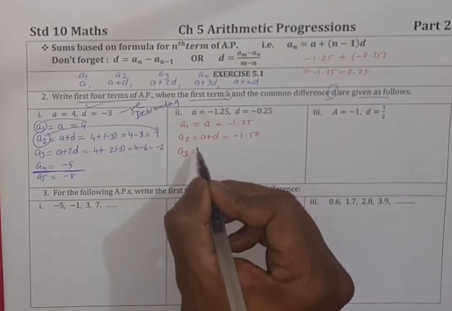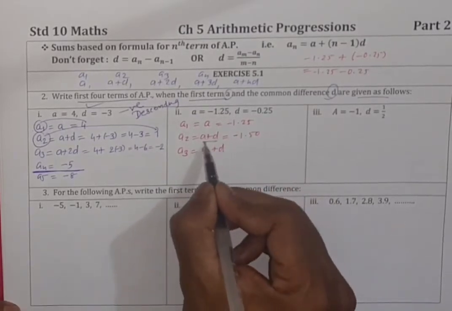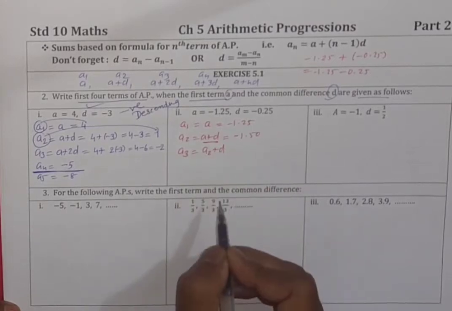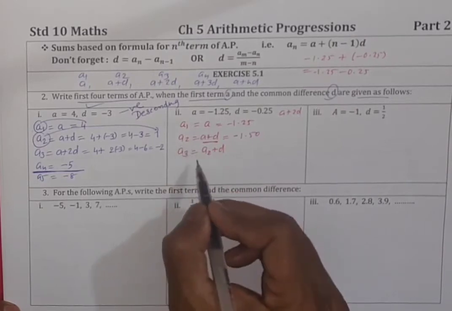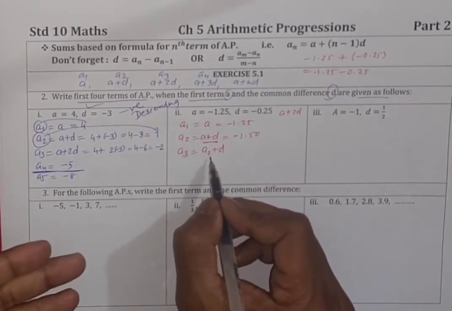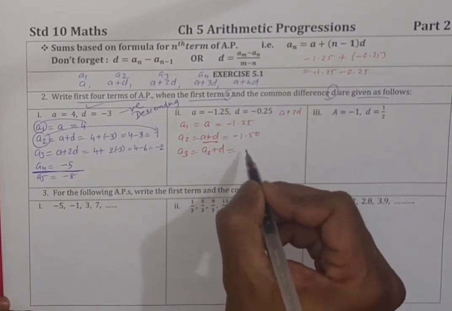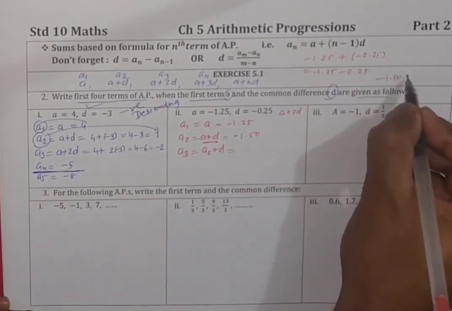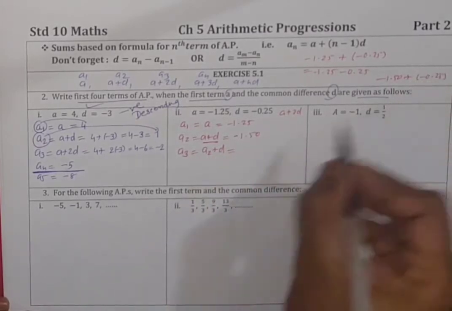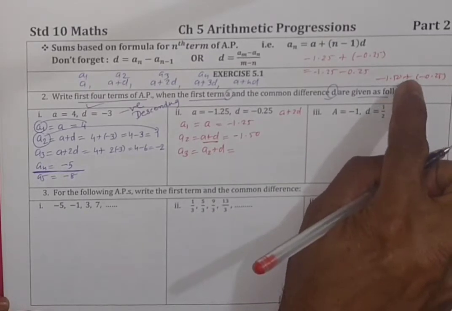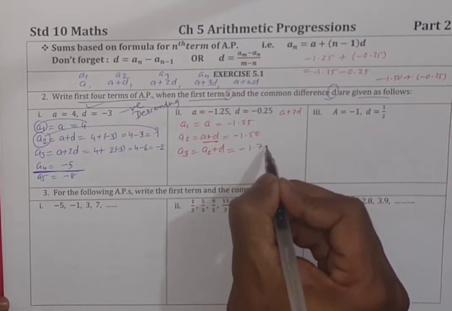A3, that is you may write like this, A2 plus D. देखो ये A2 है, उसमें D ऐड करो. I didn't write A plus 2D, instead of that I wrote A2 plus D. ऐसे भी आप थोड़ा change कर सकते हैं, right. Now what is A2? That is minus 1.50 और प्लस D that is minus 0.25. सेम साइन सब्ट्रैक्ट करेंगे यहां, सो माइनस माइनस प्लस करना होगा, टोटल 1.75.